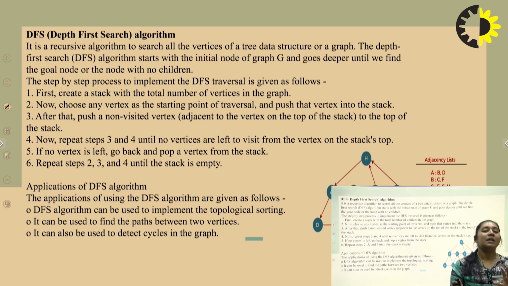So, BFS can be done with the help of the queue, right, and DFS can be done with the help of the stack. The applications of the DFS algorithm are: number 1, it can be used in topological sorting. Number 2, it can find the path between two vertices. Number 3, it can be used to detect cycles in graphs, right?